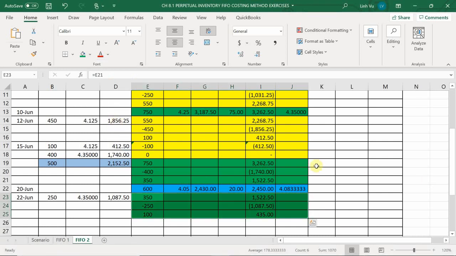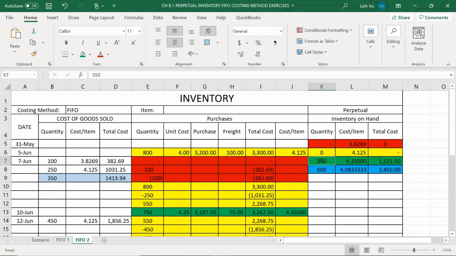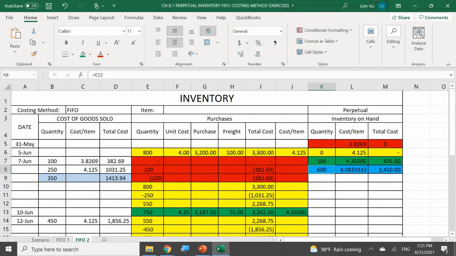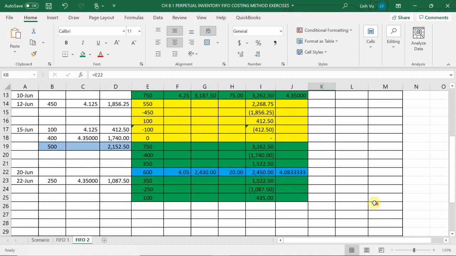Okay. So now we're going to go ahead and go up to our inventory on hand, and we're going to plug in 100, which should give us 435 even. Okay.